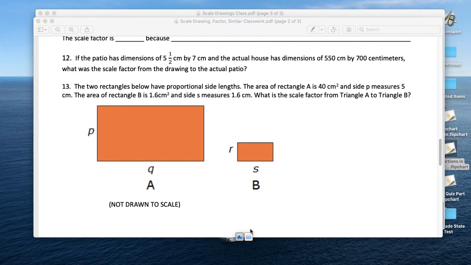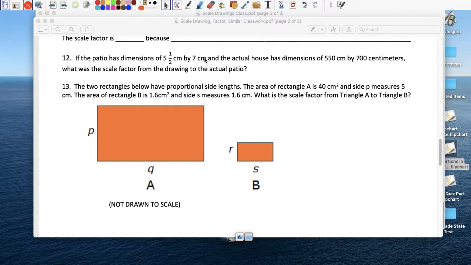Oh, and then two rectangles have proportional side lengths, okay. Here the rectangle A, I believe this, is 40 centimeters squared, and side P is 8. So if this is 8, and the area is 40, obviously Q is 5, right? Because 8 times 5 is 40 centimeters squared. Right? And then the area of rectangle B is 1.6 centimeters squared, and the side S measures 1.6, which means this one R measures 1, right? Because the area is the length times width. In order to get 1.6, this has to be 1.6.